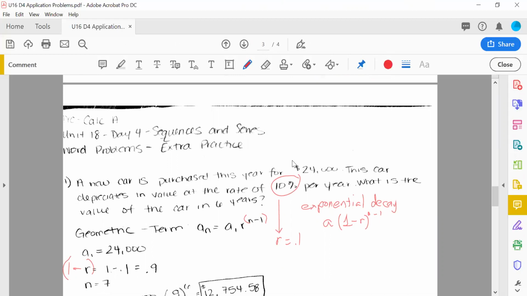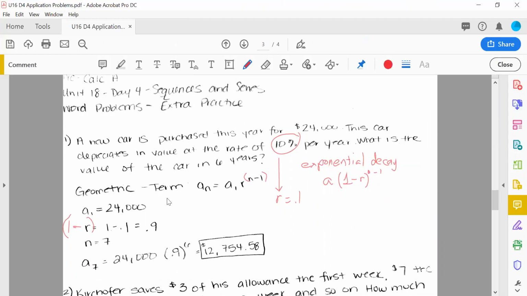All right, I'm only going to do one more example. These are extra practice problems. You could look at them all. I'm only going through the first problem for a reason.